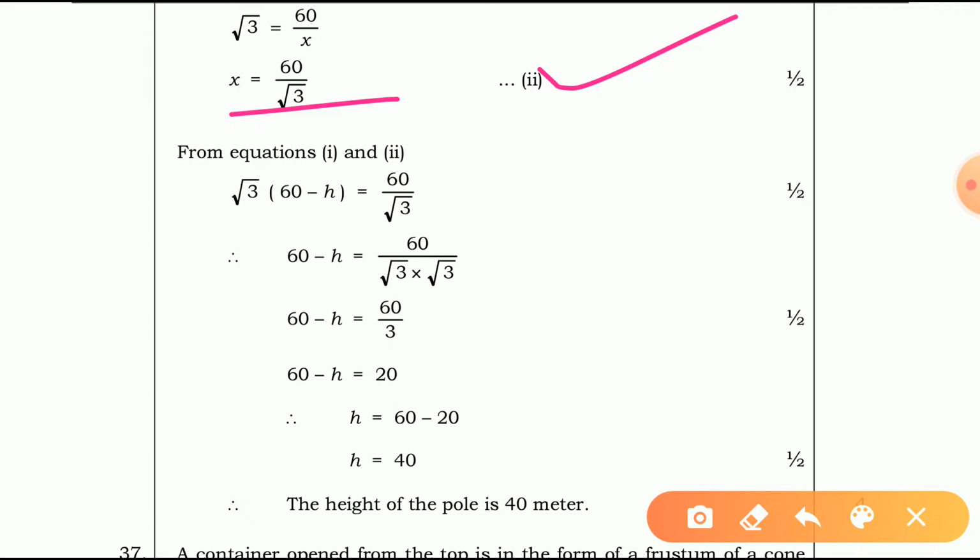From equation 1 and equation 2, the LHS of equation 1 and equation 2 are the same, then the RHS is also the same. Here root 3 is transposed to the right hand side. We get root 3 into root 3. Here 60 minus h is equal to 60 as it is. Root 3 into root 3 is equal to 3, because we know that root a into root a is equal to a.